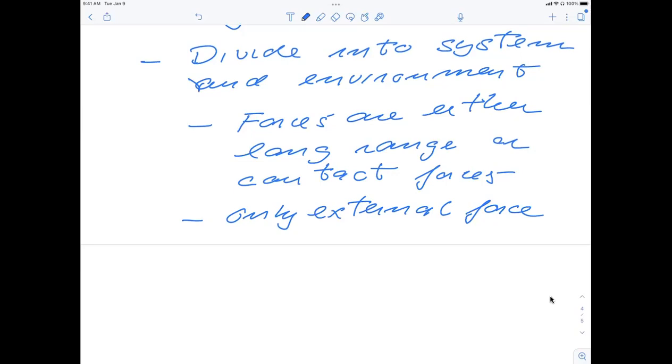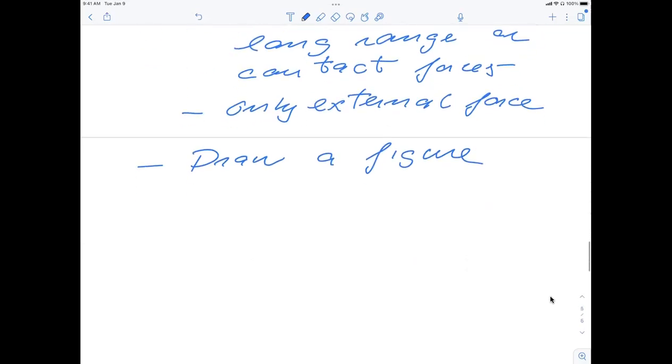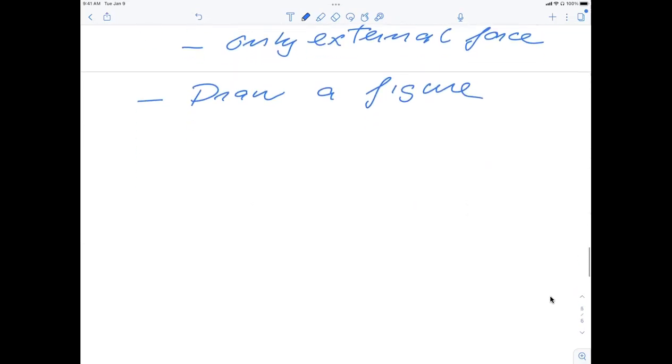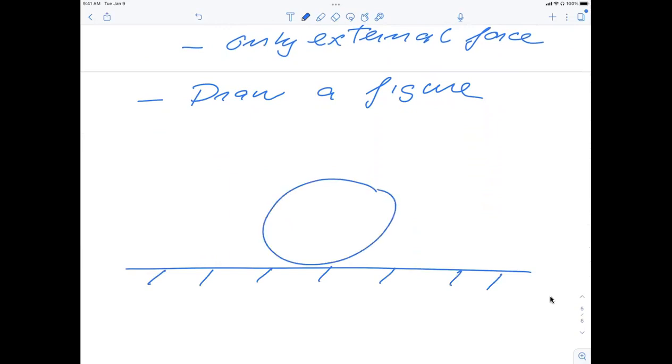The next thing we will do is actually to draw a figure of the system. So we would define the object. Let's make an example here. Suppose we have a table, and then we have a ball which is sliding or rolling on the table. If we now want to dissect the problem, what we would have is a force from the table.